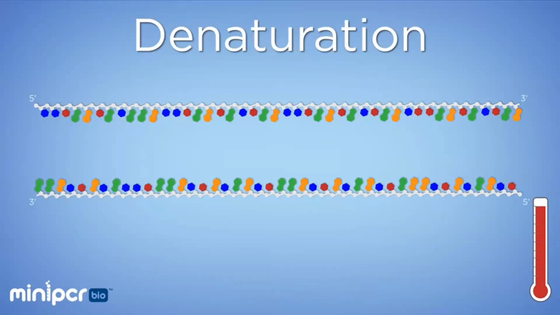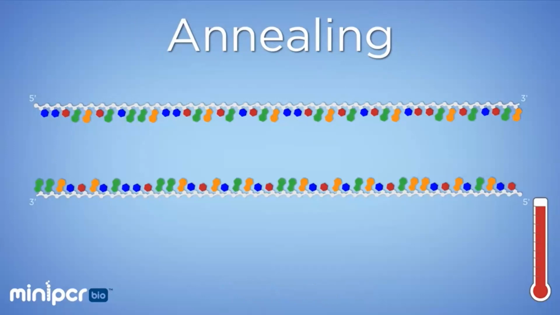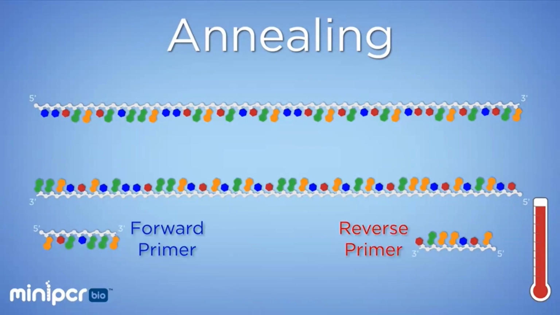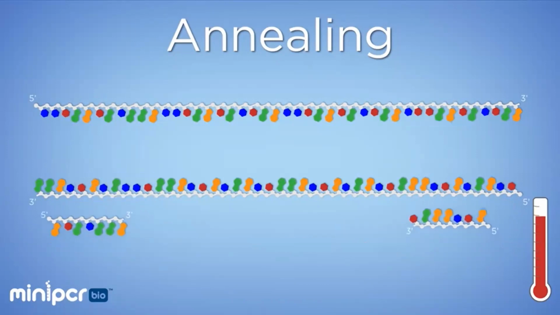In the second step of PCR, we specify the region of DNA to be amplified. We do this using short pieces of DNA called primers. Each reaction will have two types of primers, forward and reverse. The forward primer will match a sequence on one strand of DNA at the beginning of the region we want to amplify. The reverse primer will match the end of the region on the other strand. Primers are typically around 20 bases long.